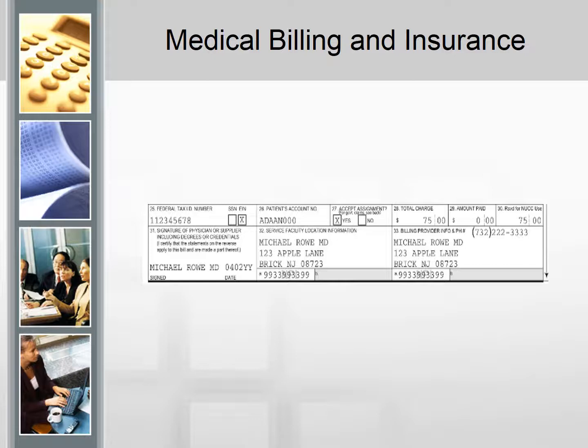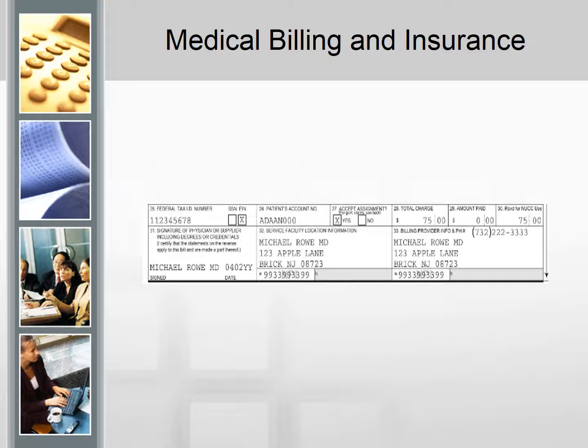Block 28 wants the total charges that are being billed. So if there's multiple services or procedures that are listed above on the claim form, you want to total those and list that amount. Block 29 asks for the amount paid. So if nothing specific is noted on the case study form, then you can just enter zeros here for the amount that the patient has paid. Block 30 is reserved for specific use, so you can actually leave that blank as you go through and complete your claims. Block 31 is asking for the physician's name, credentials, and date.